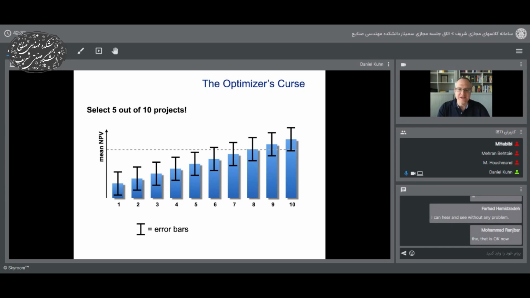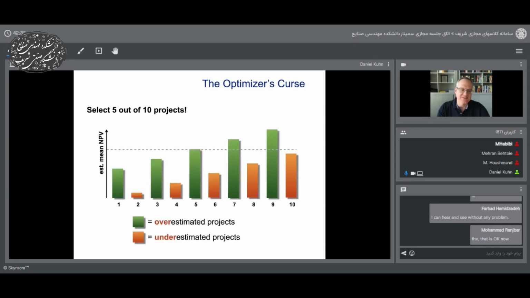Let's assume that we have estimated the net present values, and that actually the net present values of half of the projects have been overestimated, shown by green bars, and the other half have been underestimated, shown by orange bars. So that means that the estimation errors actually cancel out on average across all the 10 different projects. And this is quite a natural assumption if you have a large number of projects.